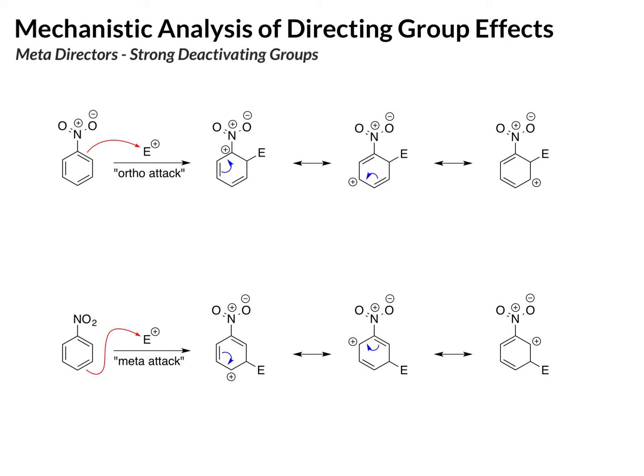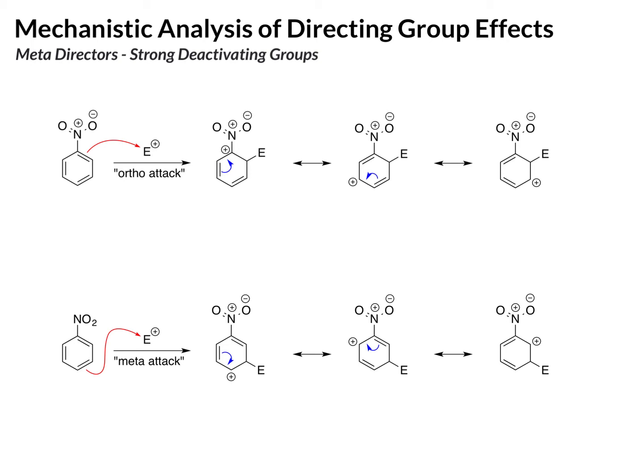So here we have nitrobenzene, and the full Lewis structure is drawn out so that you can see the formal positive charge on the nitrogen, formal negative charge on the oxygen. And again, we're going to compare the ortho and meta attacks with the knowledge that the para attack is essentially the same as the ortho attack, so we don't need to do that one.